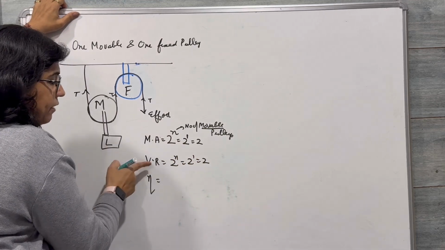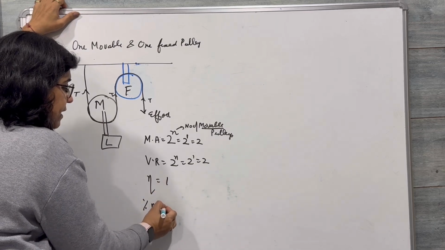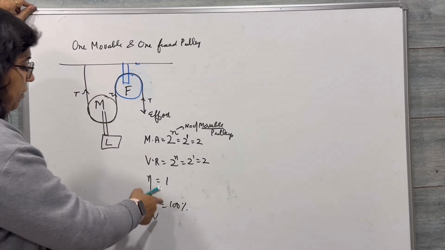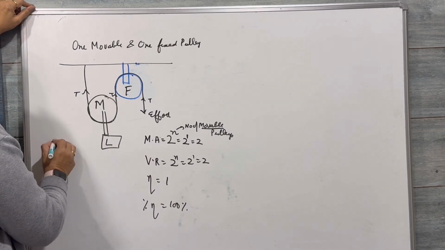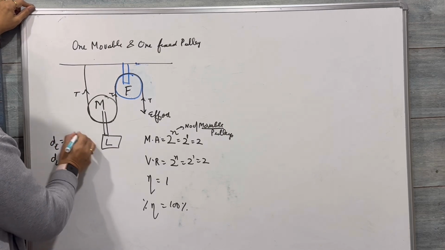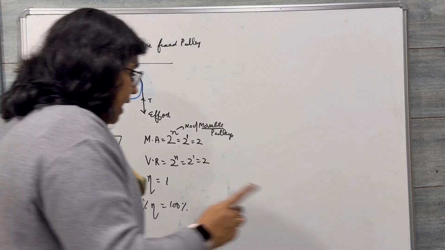Efficiency will be mechanical advantage over velocity ratio. 2 by 2, 1. Percentage efficiency will be mechanical advantage over velocity ratio into 100. That's 100%. Here also, distance moved by effort is x. Distance moved by load is x by 2. Please remember all these things.